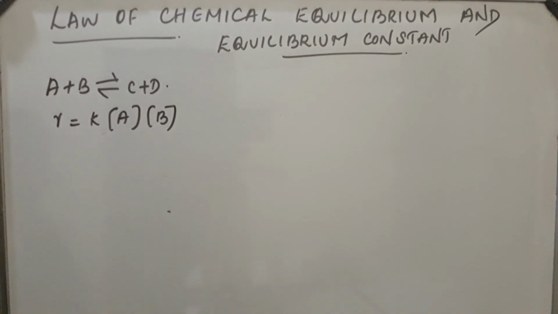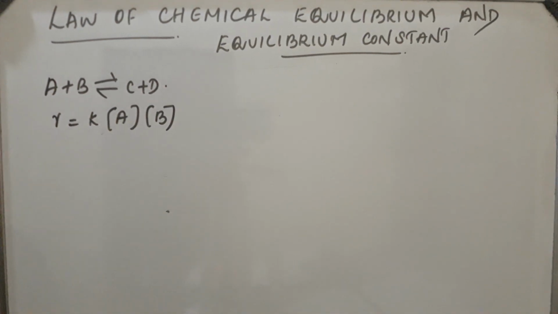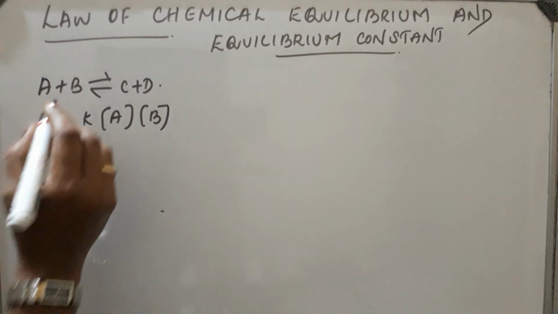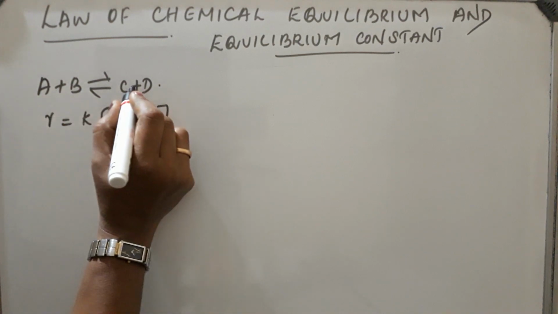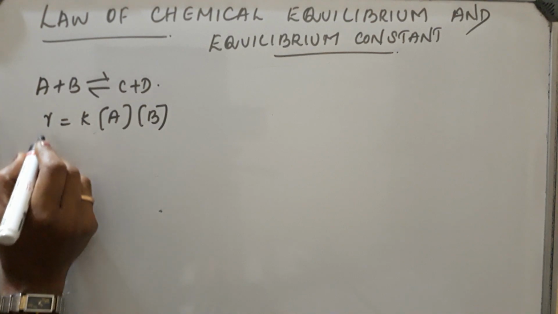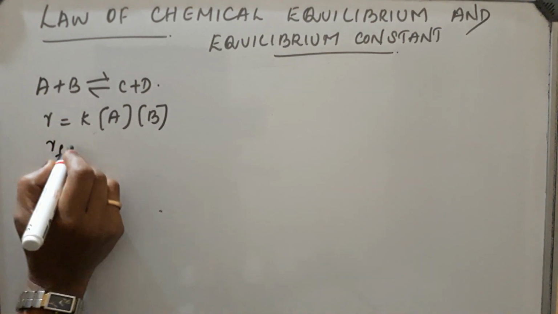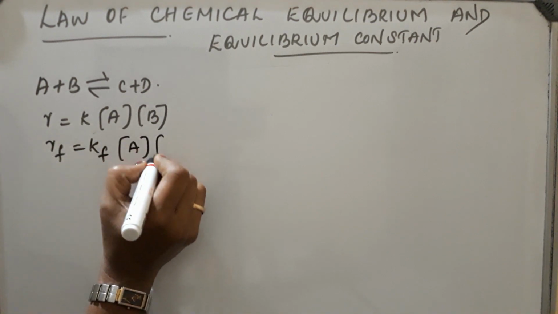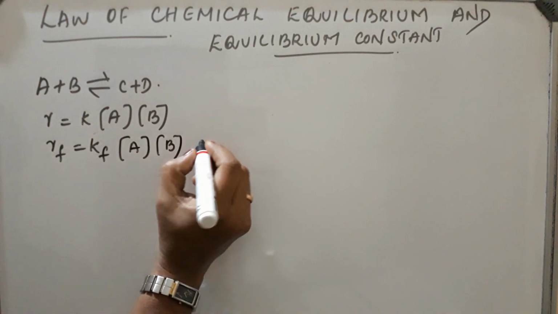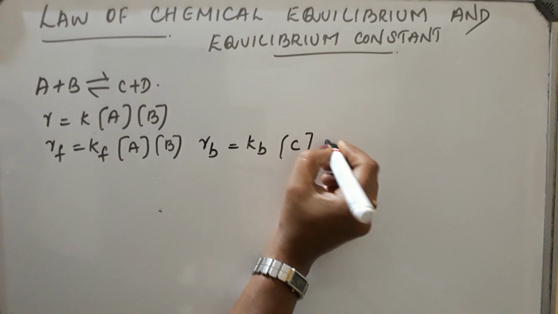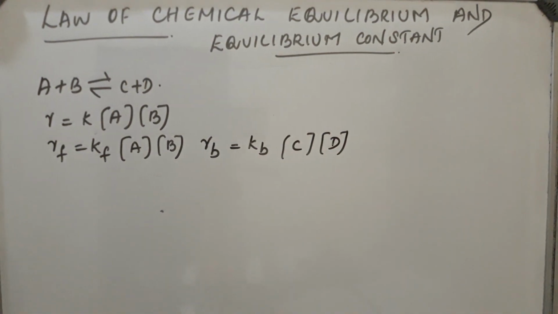From this equation we derive a mathematical expression which is known as the law of chemical equilibrium. Now, how can we do that? A and B gives C plus D; this is the forward reaction and this is the backward reaction. So instead of R, for the forward reaction we write RF, where RF is equal to KF into A into B. Similarly, for the reverse, or backward, reaction, RB is equal to KB into C into D.